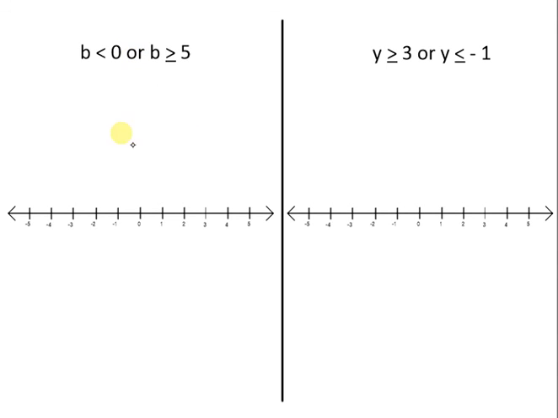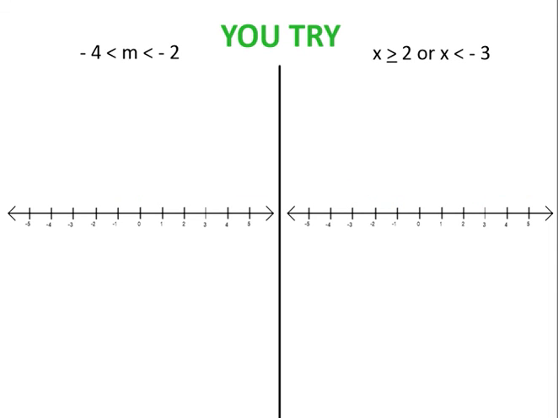All right. So here I have an or statement. So b is less than 0. And then b is greater than or equal to 5. Here I have another or statement. y is greater than or equal to 3. y is less than or equal to -1. All right, you try these two.